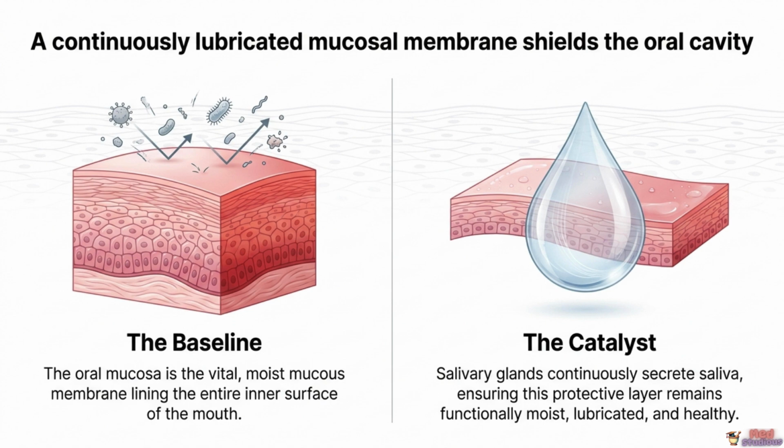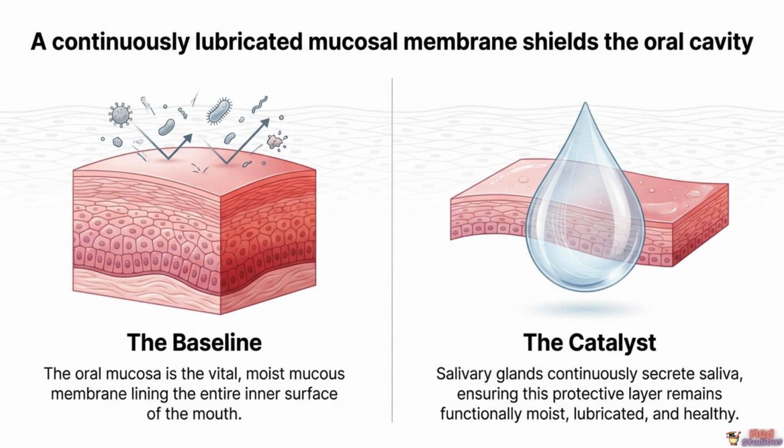The critical feature that keeps this membrane alive and functional is continuous lubrication. The salivary glands, both major and minor, never stop working. They secrete saliva around the clock, coating the mucosal surface and maintaining a protective, hydrated film. This saliva is not merely water. It contains immunoglobulin A, lysozyme, lactoferrin, histatins, and mucins, all of which collectively form a biochemical shield against microbial invasion.